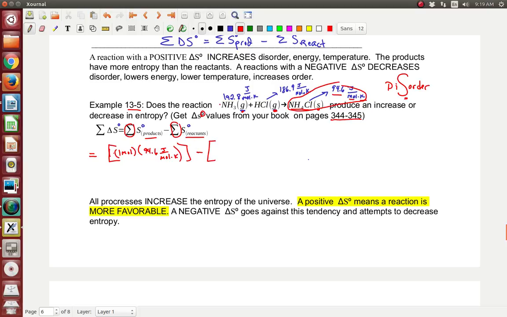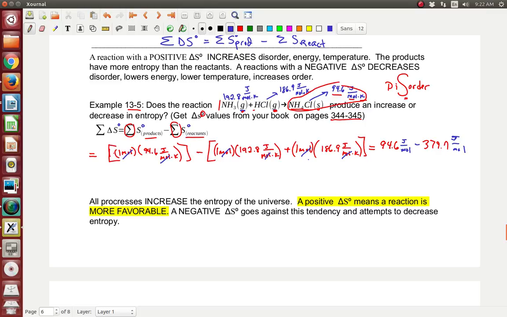Minus the sum of the reactants. There's 2 reactants. Again, we have 1 mole of ammonia times 192.8 joules per mole Kelvin. And since it's the sum, we have to add together the next reactant, and we have 1 mole of hydrogen chloride times 186.9 joules per mole Kelvin, and then close the brackets. Now you just add these two together and subtract it from this value to get the final value.